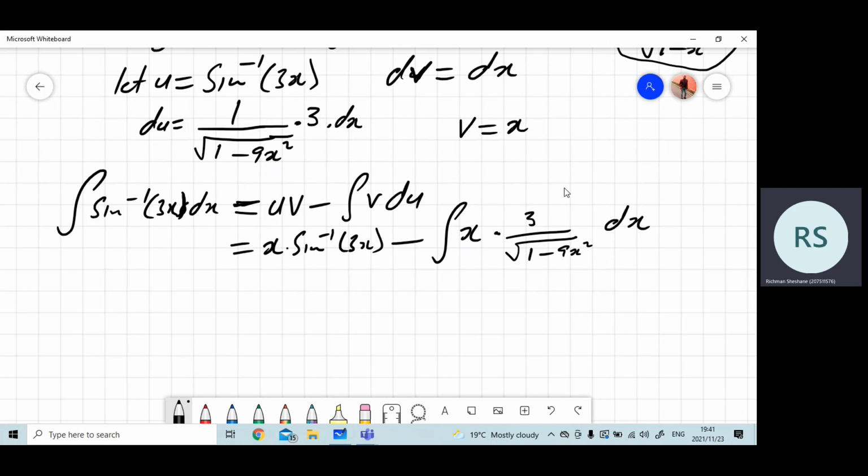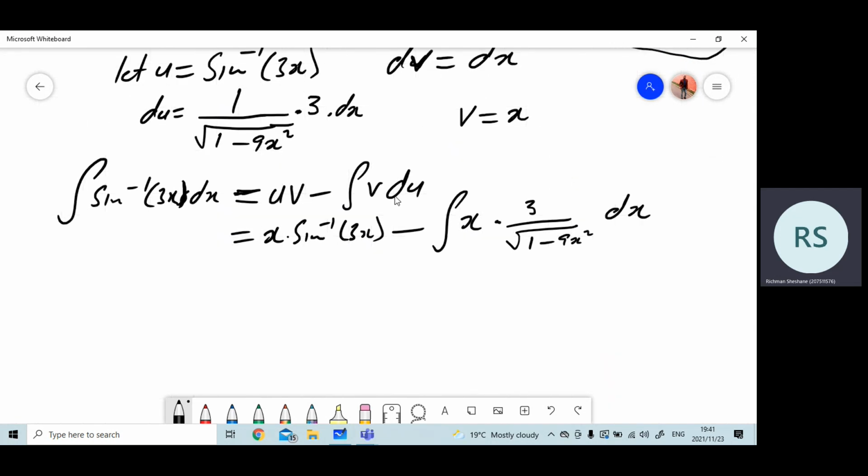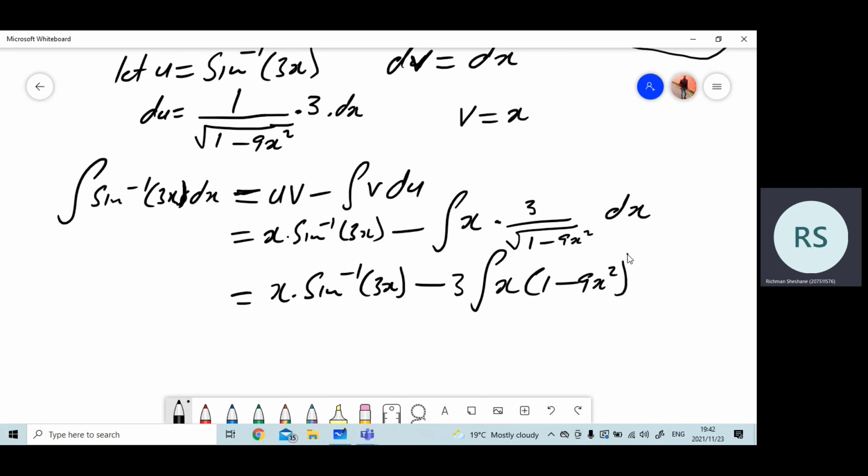So in my integration by parts, now we need to integrate the second term. Let's simplify it first. This is x times sine inverse of 3x minus, we can take the constant out, we're integrating x. I can write this as 1 minus 9x squared to the power of minus half. This was to the power of half in the denominator; now I took it to the numerator and made the power minus half. And don't forget the x.